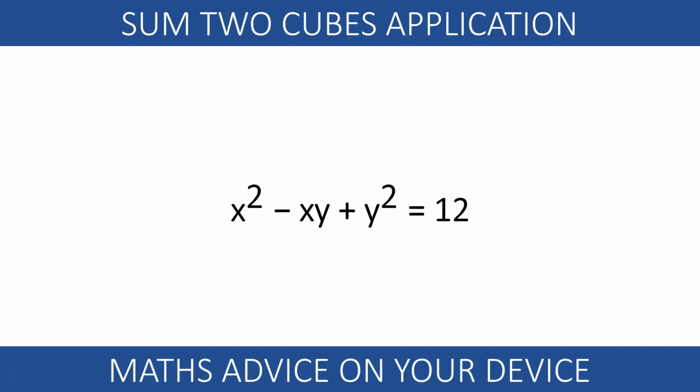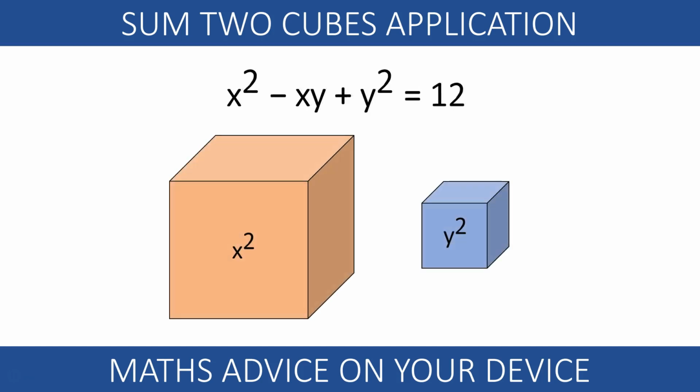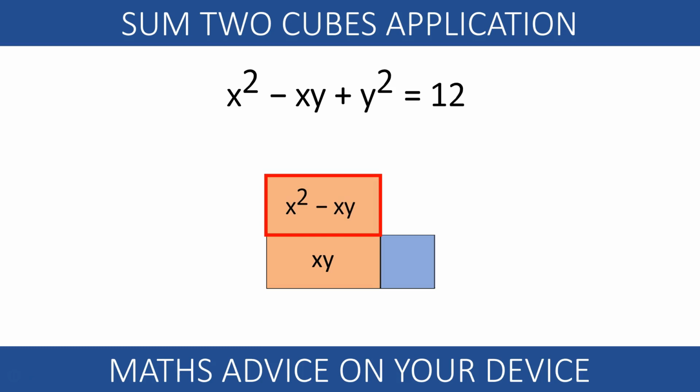Let's make some room for the second part of this equation. Now, x squared plus y squared represent the sum of the areas of two of the faces of our cubes. But what about xy? xy represents the rectangle length x and height y. Our equation is telling us that the rectangle above combined with the blue square add up to 12.